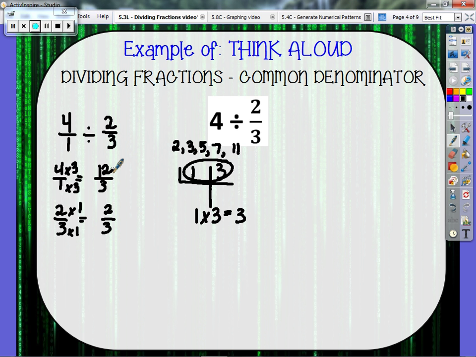So now that we've found our common denominator, our problem is actually going to be 12/3 divided by 2/3. We solve our problem here. We go 12 divided by 2. That is going to give us 6, and 3 divided by 3 is 1. And then we have 6 divided by 1, and that gives us 6. So our answer for this problem is going to be 6. This is the way that you should be showing the students, so that way they understand how the process goes.